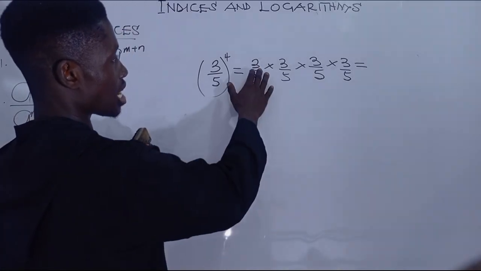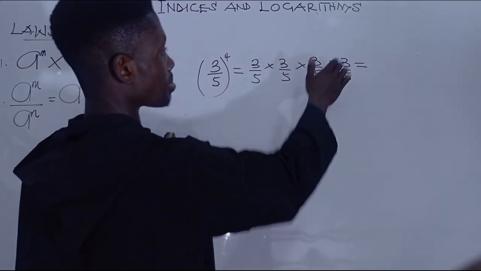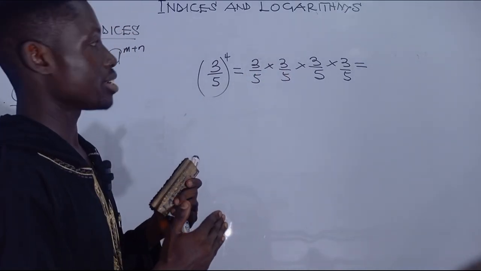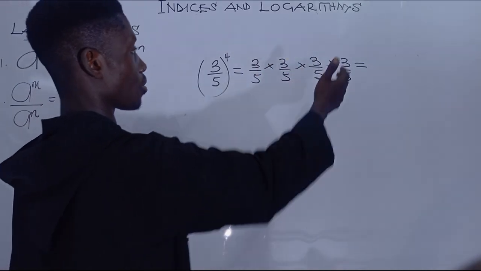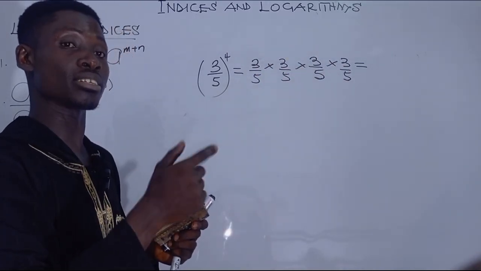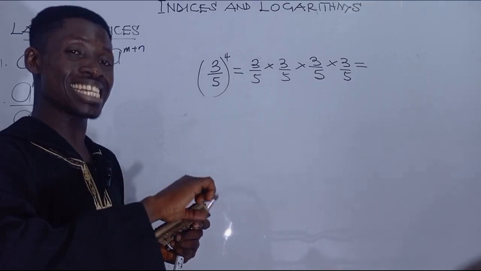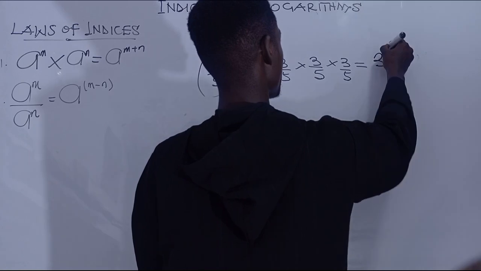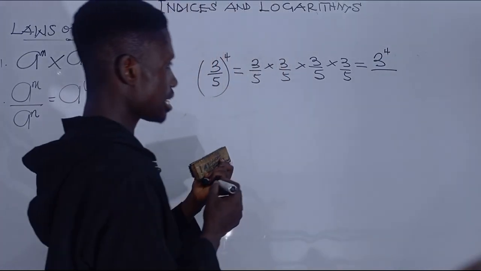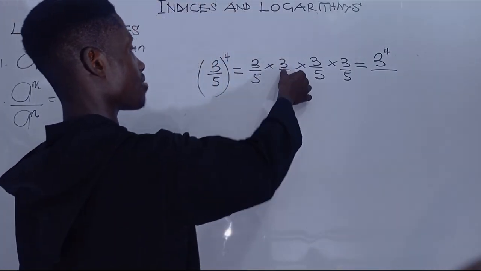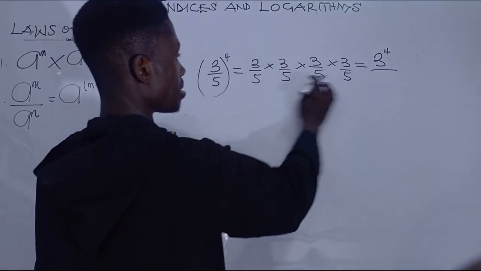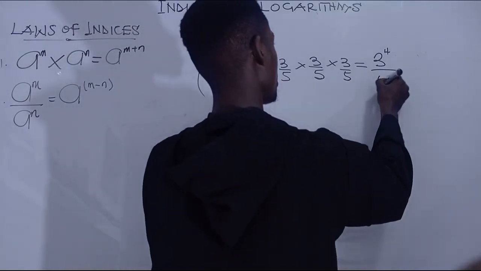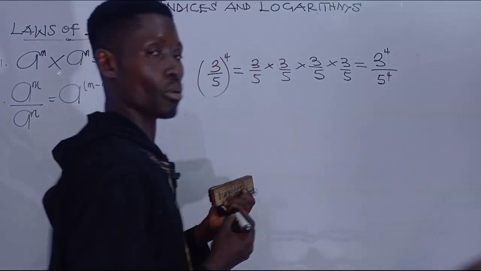Now looking at the numerator, we can observe that the number 3 is multiplying itself severally. So how many times is the number 3 multiplying itself? We have 1, 2, 3, 4. So the number 3 is multiplying itself 4 times, and we can use the index notation to represent that. So we can write it as 3 raised to the power 4. Now looking at the denominator, how many times is the number 5 multiplying itself? The number 5 is multiplying itself 4 times, and we can write it as 5 raised to the power 4.